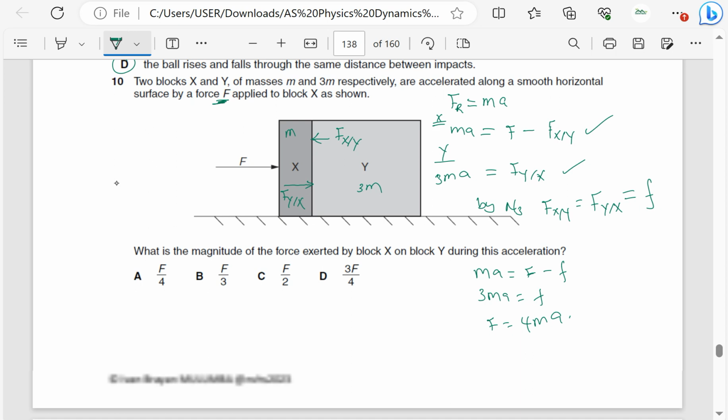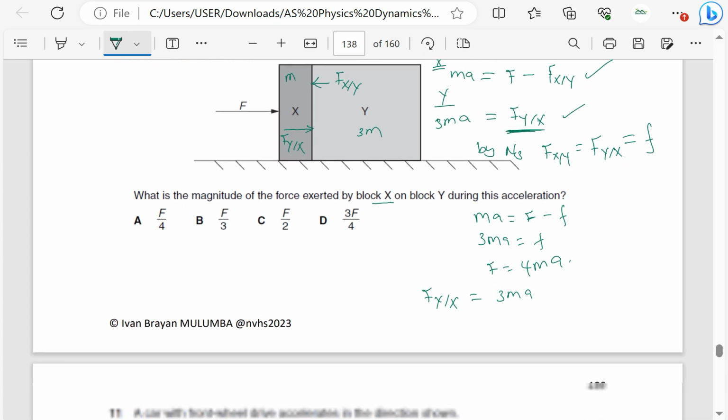So the question is, what is the magnitude of the force exerted by block X on block Y? That is Fy on X. So I'll go back to the first equation, which says that ma is equal to F minus Fxy. No, 3ma equals Fyx. I want this one here because that is the force exerted on block Y by block X. Fyx is the force exerted by X on Y. So I have that F on Y due to X is equal to 3ma.